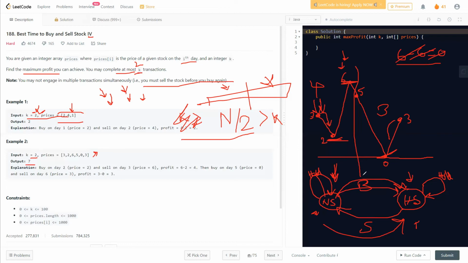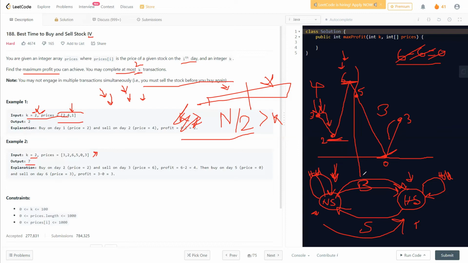So how can it be done? If you move into the prices array one by one, and in the prices array for K transactions, or less than K transactions, what will happen to us? We'll simply keep checking our current price minus our previous profit. The previous profit is the amount we have, right? Current price minus the previous profit should be the minimum, right? The minimum of this will be our cost, right?